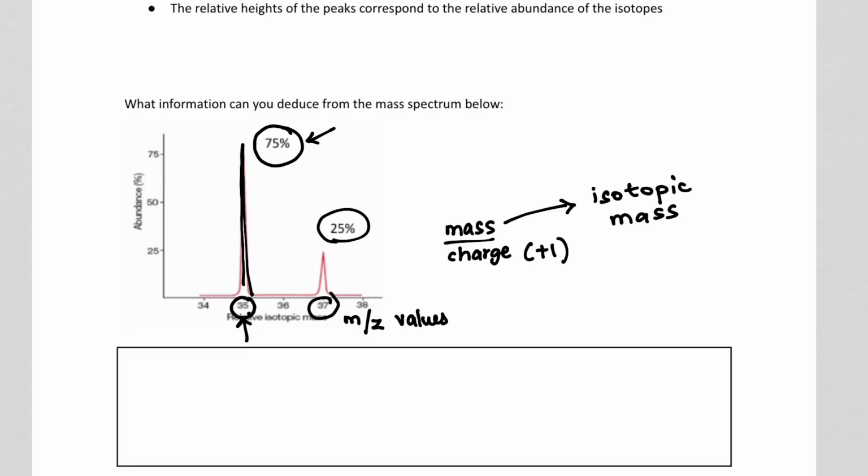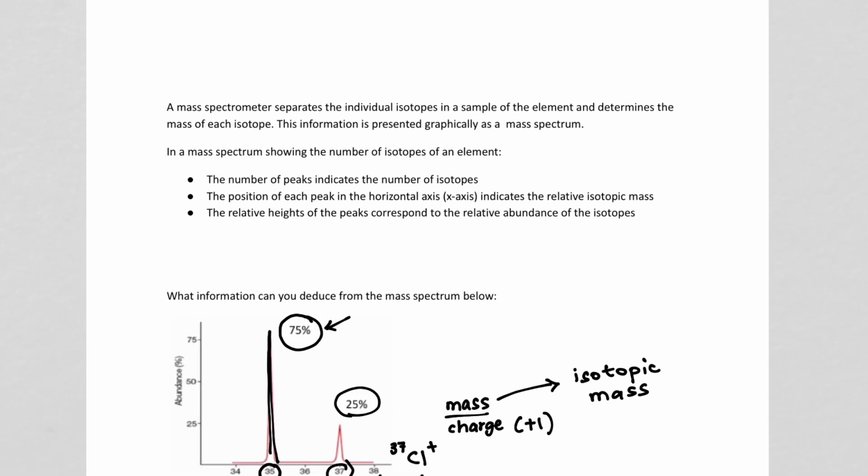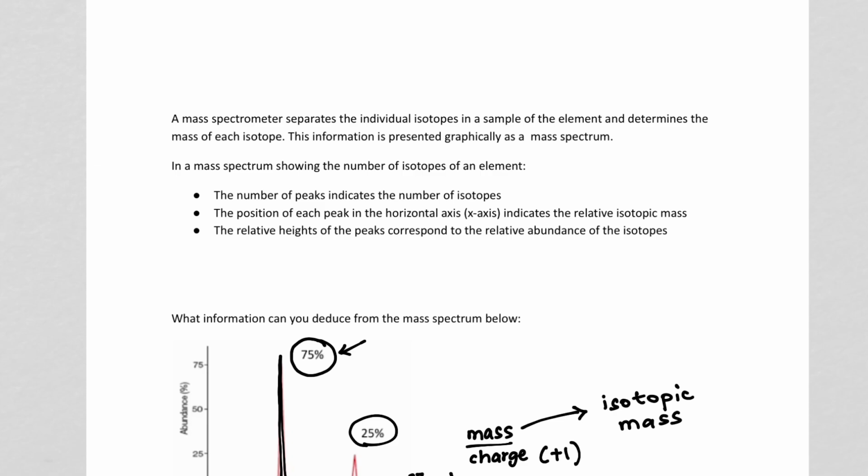So when you see 35, this corresponds to chlorine 35 plus. When you see 37, it's chlorine 37 plus. How do I know it's chlorine? Because normally it will be given in the question which element we are referring to. So a mass spectrometer separates the individual isotopes in a sample and determines the mass of each isotope. So it's the isotopic mass.